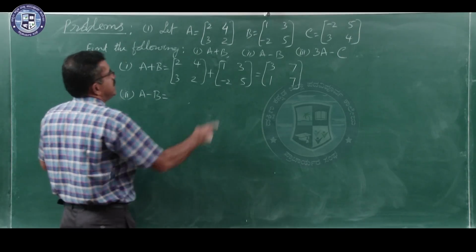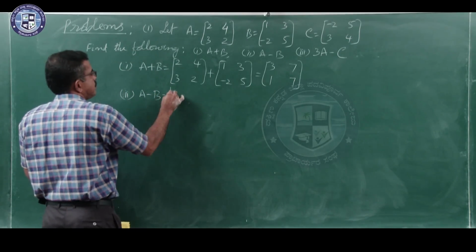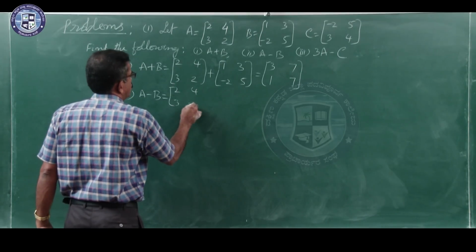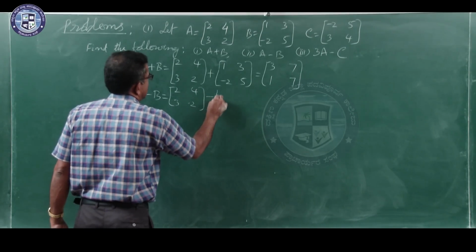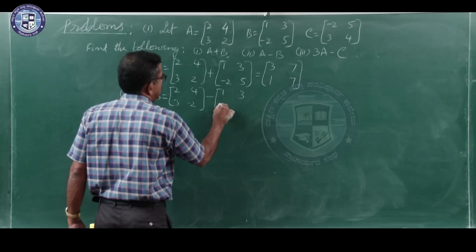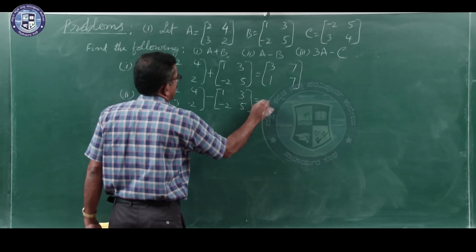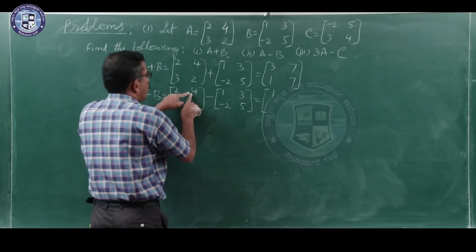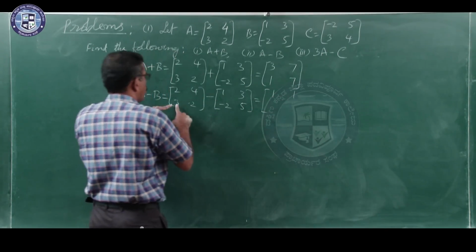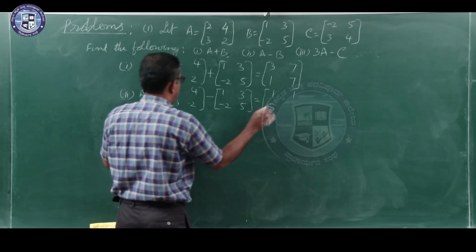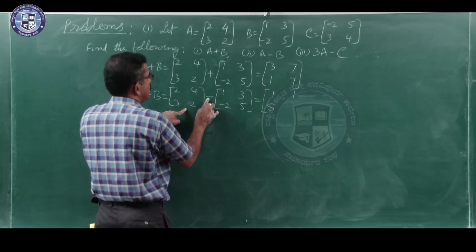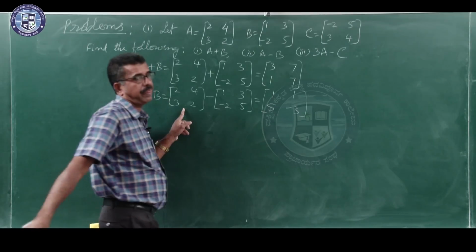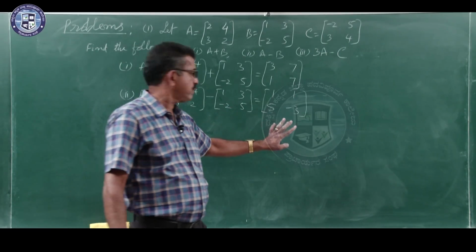What is A minus B? A is nothing but 2, 4, 3, 2, minus, only with the sign changing, 1, 3, minus 2, 5. Can you please tell me what you expect here? 2 minus 1, it is 1. What is 4 minus 3? It is 1. What is 3 minus of minus 2? It is 5. What is 2 minus 5? It is minus 3. Are you clear? So, this is the final answer.